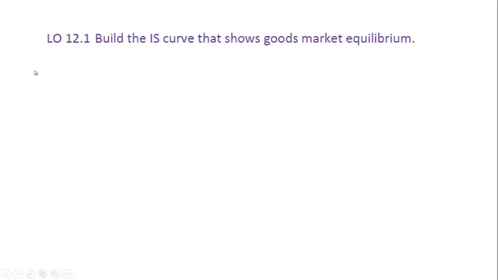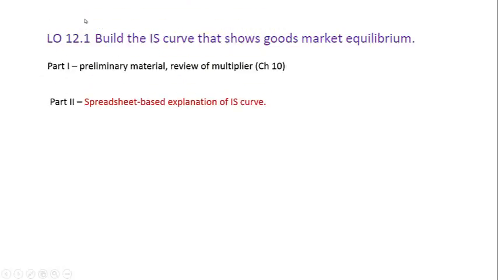Now there's two parts to this video. In the first part, we're just going to cover some preliminary material. That's going to include the review and an extension of the multiplier from Chapter 10. And then in Part 2, we're going to move on to a spreadsheet-based explanation of the IS curve. So now let's do Part 1.